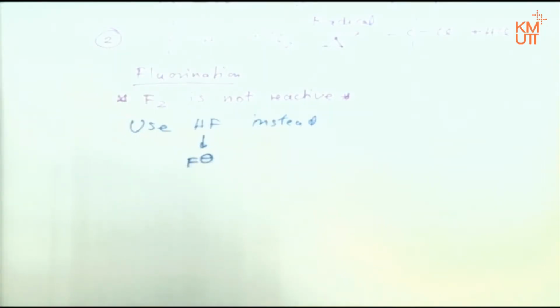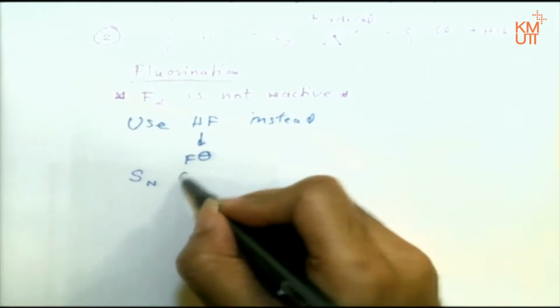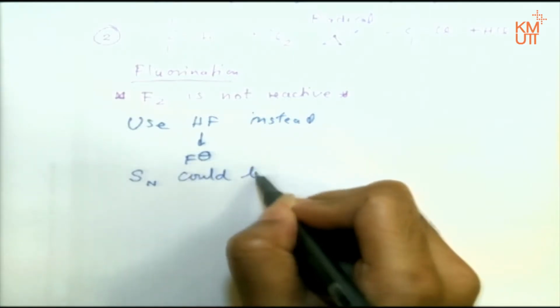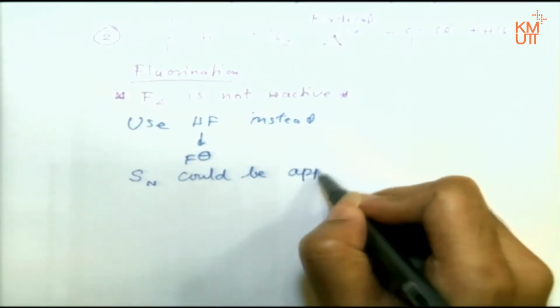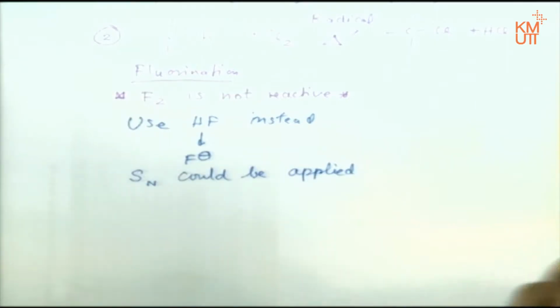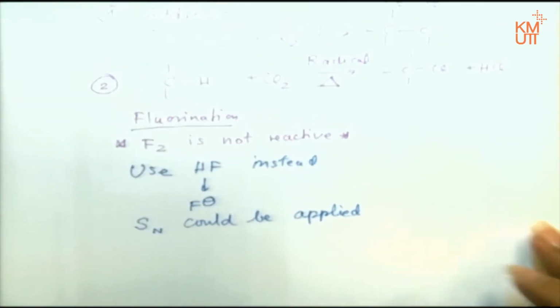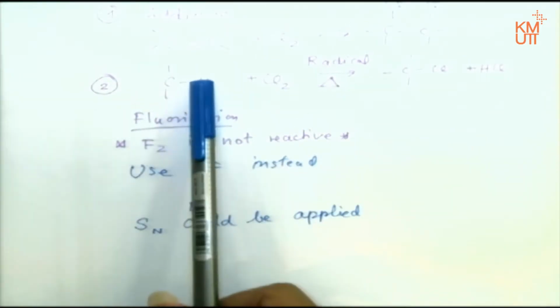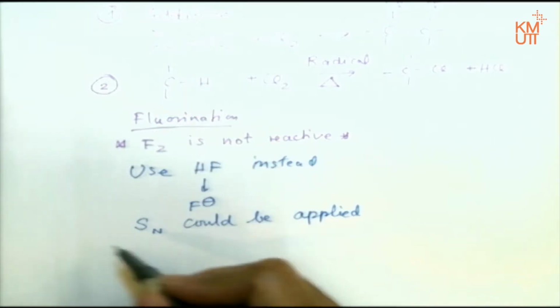Elimination? But elimination produces a double bond, and in this case I want to put fluorine in the molecule. Substitution. So in this case, SN is possible. SN could be applied in this case. What does SN mean? You can compare this substitution by radical and SN.